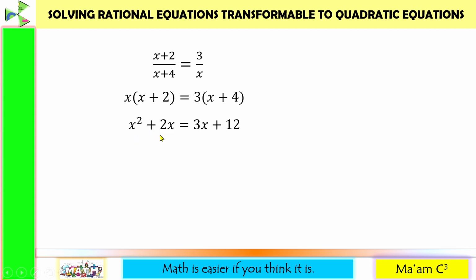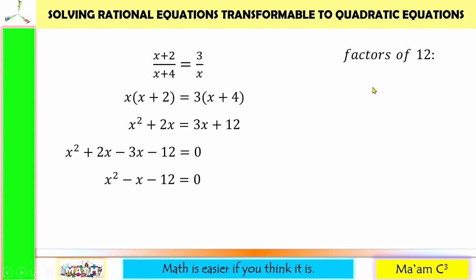So we have x squared plus 2x minus 3x minus 12 equals 0. 2x minus 3x is negative x. Now let us determine the factors of 12. These are 1 and 12, 2 and 6, and 3 and 4.